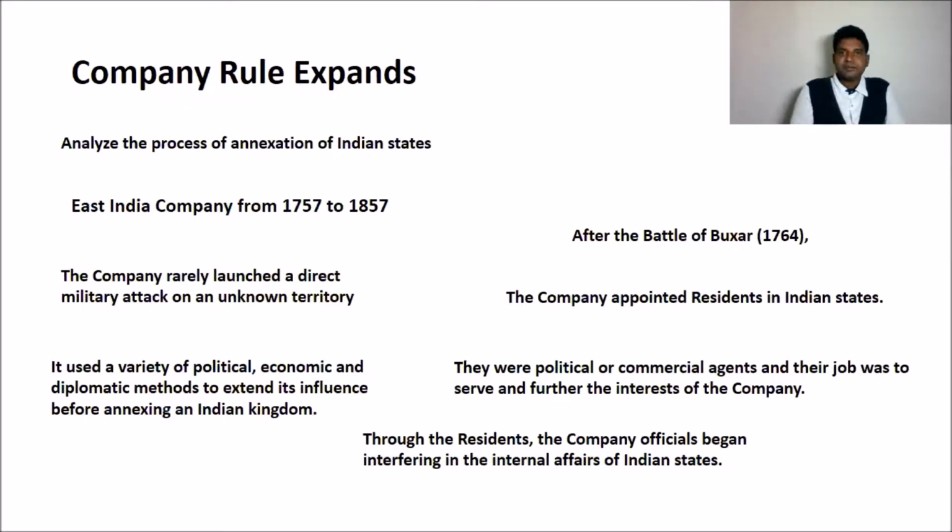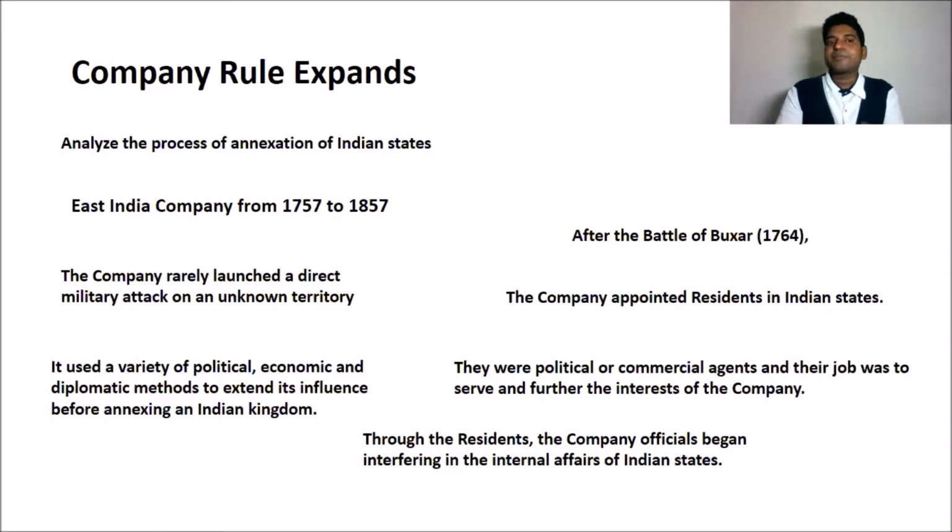The East India Company is ruling from 1757, after the Battle of Plassey, to 1857. The company rarely launched a direct military attack on any unknown territory. This is the first fundamental thing we all need to remember. It used a variety of political, economic, and diplomatic methods to extend its influence. Then it tried to annex the kingdom.